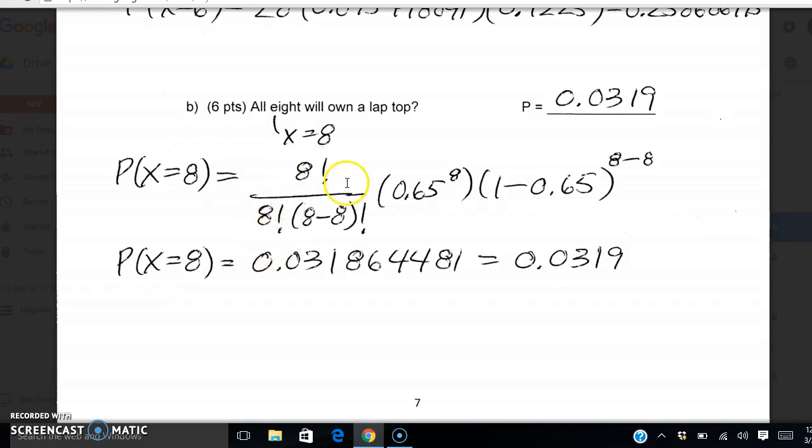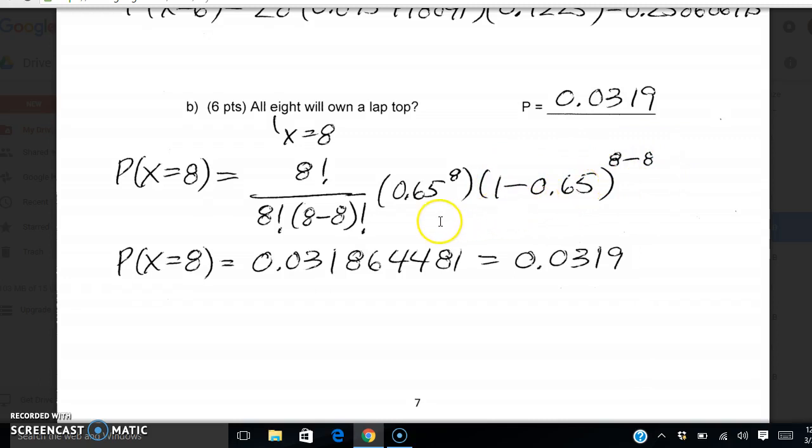And all we're left with here is 1 on top. And then 8 minus 8 gives me 0. 0 factorial is 1. So this whole piece here reduces to just 1. And if we look at the third section of the formula, 1 minus 0.65 to the exponent 8 minus 8, that's 0 for the exponent. And any number to 0 exponent is 1. This section becomes 1 right here.